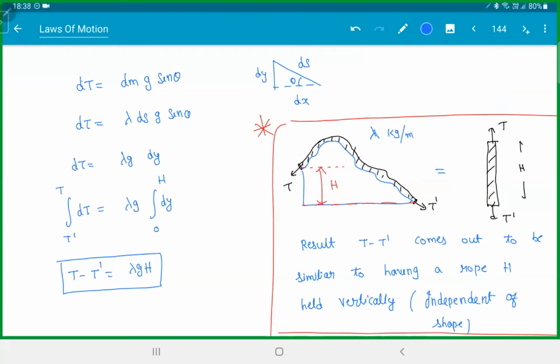Is this clear, everyone? Please check. It's a good one. We'll again encounter this at least 2 more times. And this is how you proceed with this kind of problems. Take a small piece and then integrate. Not a big integration. Clear, Aryan? Any doubts?